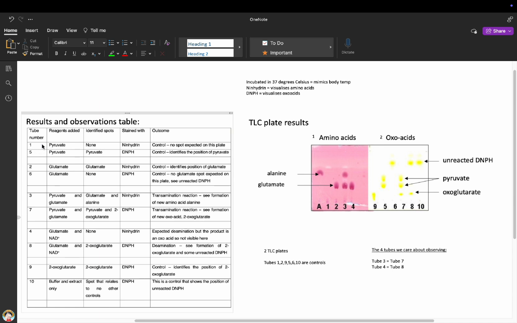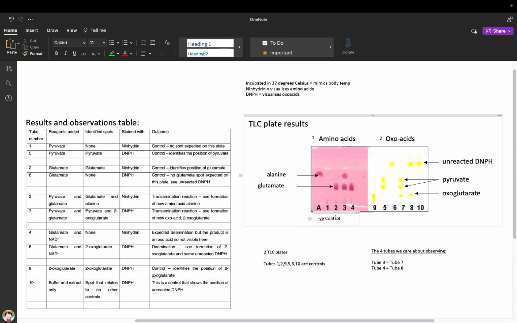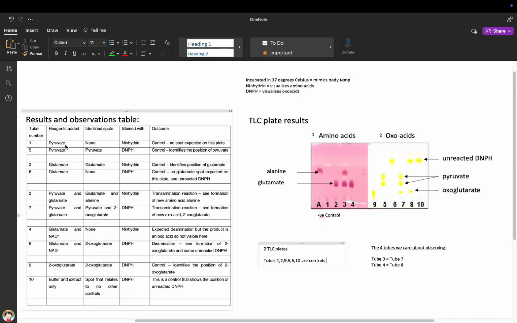Let's begin with tube 1, our negative control. It contained only pyruvate and the heart muscle extract. No spots appeared on the amino acid plate, which is what we'd expect. Transamination requires both an amino acid and a keto acid to occur. So tube 1 confirms that we need all the players present for the reaction to take place.